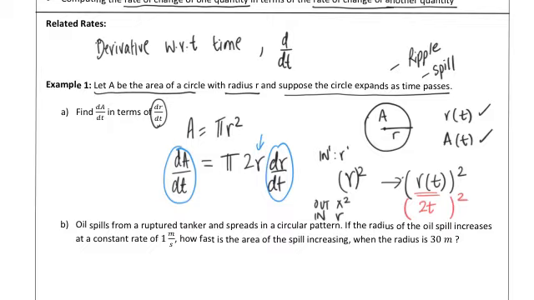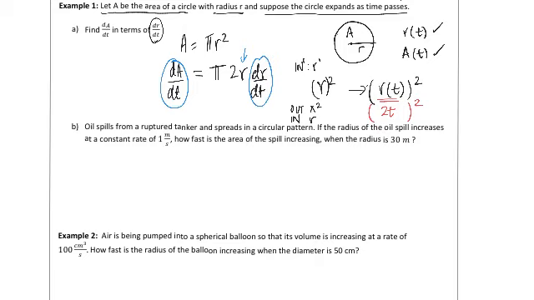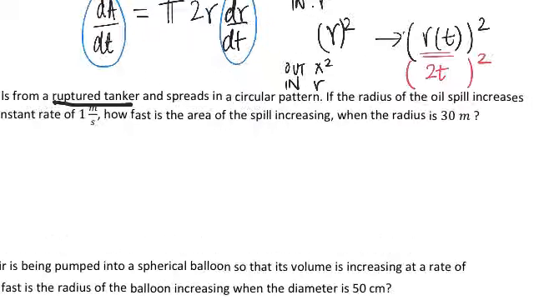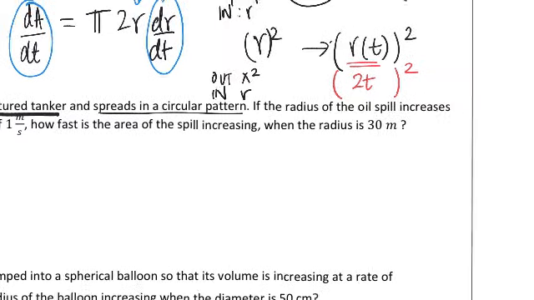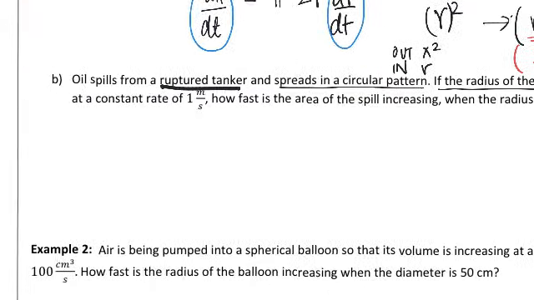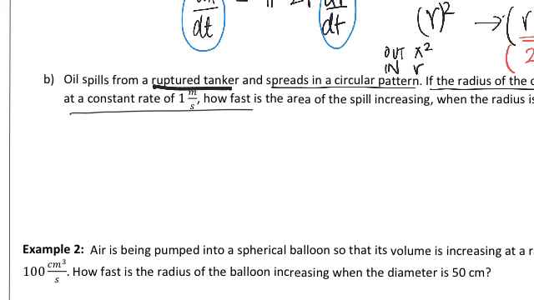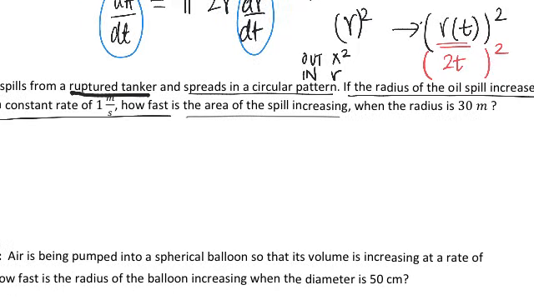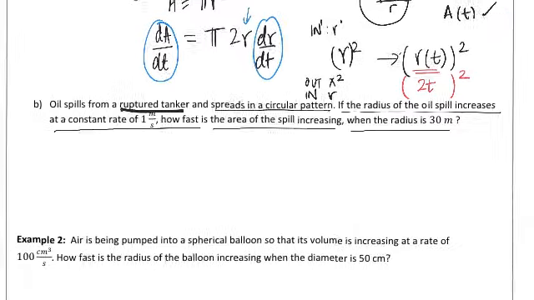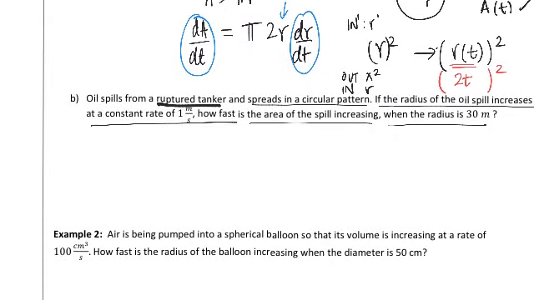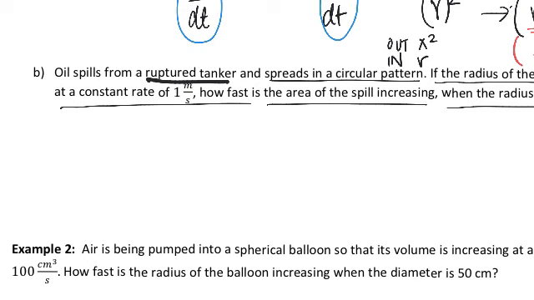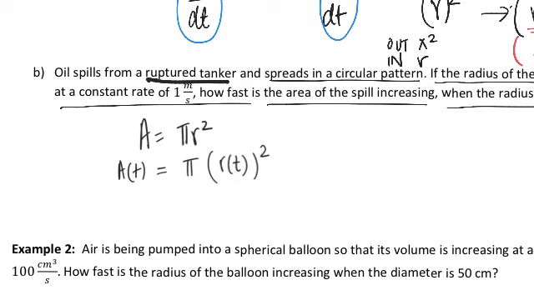So let's see how this would be applied in a problem. It says, oil spills, here in part B, from a ruptured tanker and spreads in a circular pattern. If the radius of the oil spill increases at a constant rate of 1 meter per second, how fast is the area of the spill increasing when the radius is 30 meters, right? So we have the same situation of a circle that's expanding, which we just talked about. So the area is pi r squared at any time. But remember, it's an area which is changing with time, and a radius also which is changing with time.